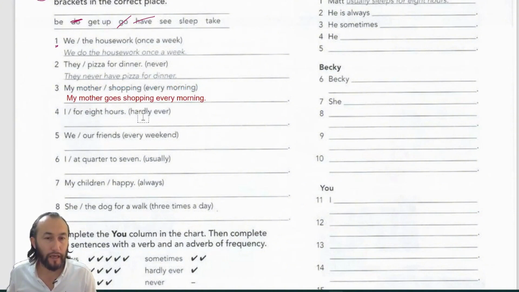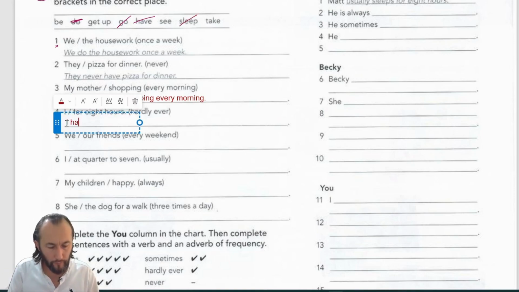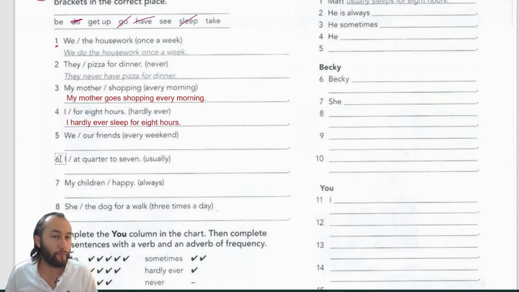Number 4, I for 8 hours. Hardly ever is an adverb of frequency, so it has to be placed before the main verb, or after the verb be if we use be. That will be about sleep, right? Let me cross sleep out because we're using it now. I hardly ever sleep for 8 hours. You see, guys, I'm placing hardly ever, the adverb of frequency, before the main verb.